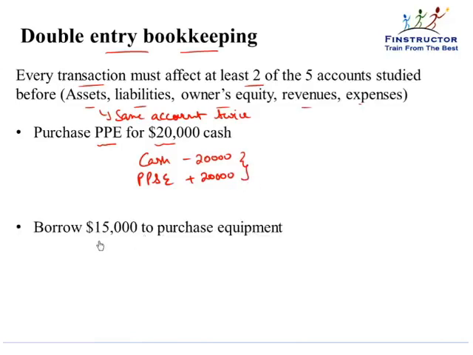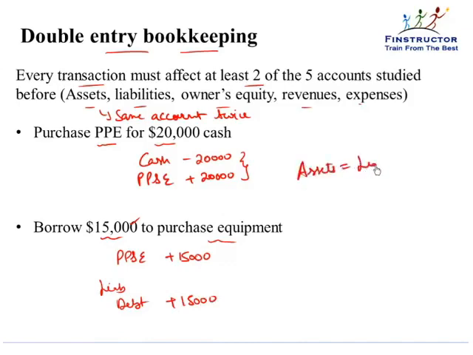If we borrow $15,000 to purchase equipment, so again, on an asset account, that is property, plant, and equipment, there will be an additional $15,000. That is the equipment that we have purchased. However, correspondingly, a liability, that is debt, will also increase by $15,000. Please note that the double entry bookkeeping ensures that the basic accounting equation is always maintained. So if an asset account goes up, another asset account comes down as well. If an asset account goes up, we also see correspondingly a liability account going up.